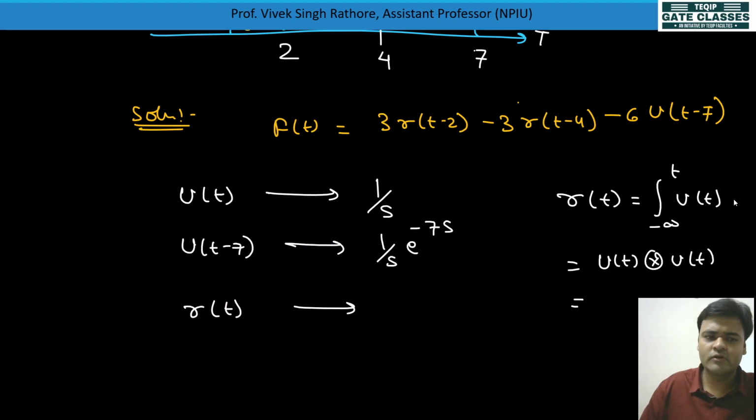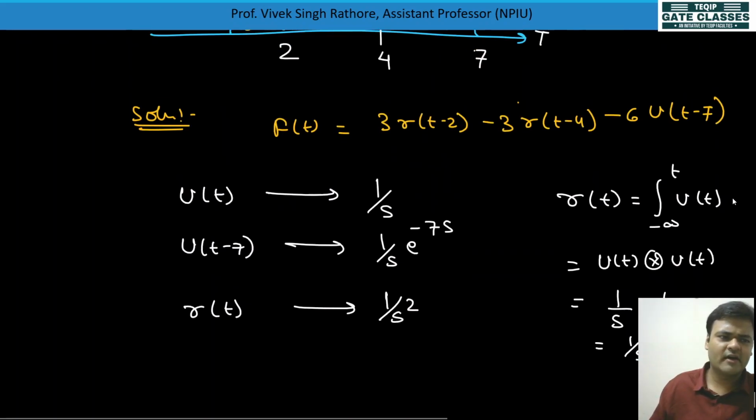I have told you this property in the first module also. So u of t convolved with u of t means the Laplace transform of u of t, which is 1 by s, multiplied by 1 by s. So here 1 by s square will come. So the Laplace transform of r of t will be 1 by s square.